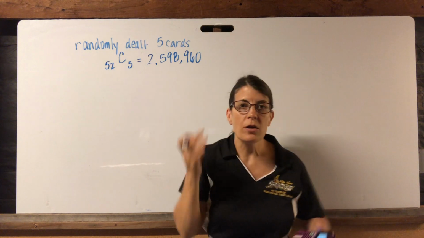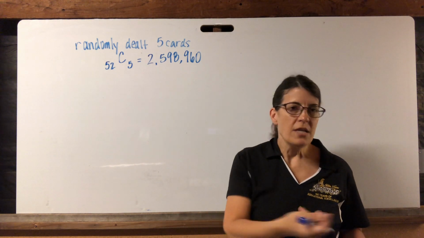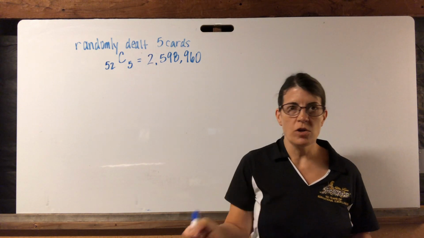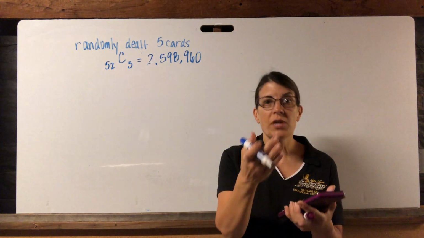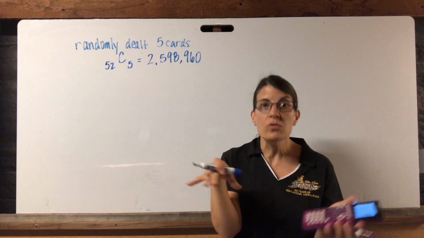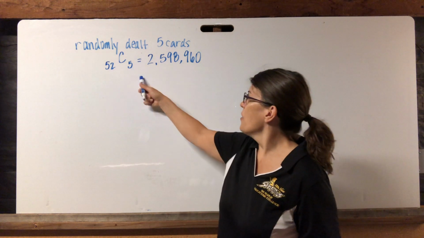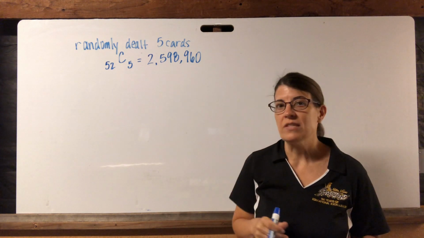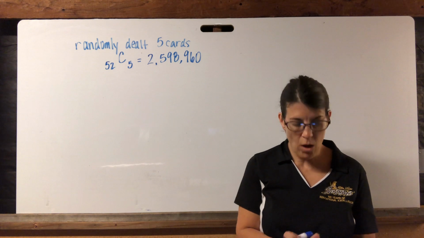960. It doesn't matter which order they come in, right? So when the dealer deals your 5 cards, and you pick them all up and you look at them, and then if you're me, you sort them by suit and you sort them by number. There are 2,598,960 ways that can happen.